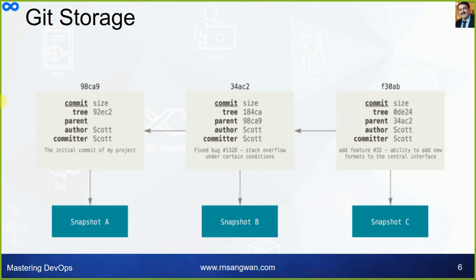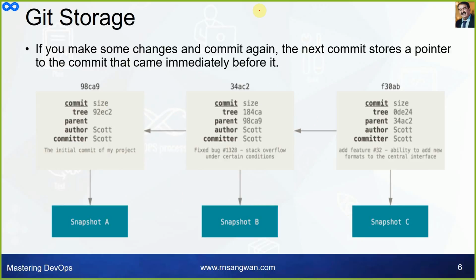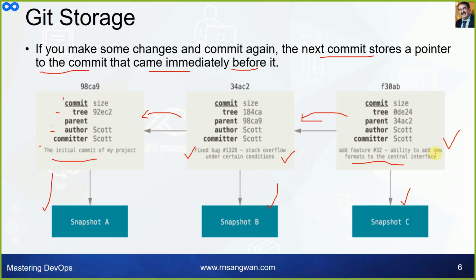The 3 files. So when you make some changes and commit again, the next commit stores a pointer to the commit that came immediately before it. So this was snapshot A, commit size, tree, parent, author and committer. This is the initial commit. Then this is another, bug fixes. This is another message. This is snapshot B and this is snapshot C. This is pointing to the previous one, that is pointing to the first one. So whenever you make any commit, it will have a pointer to the previous commit. So this is another commit and they point to the previous commits. That's how we are able to recover the old commits when required.